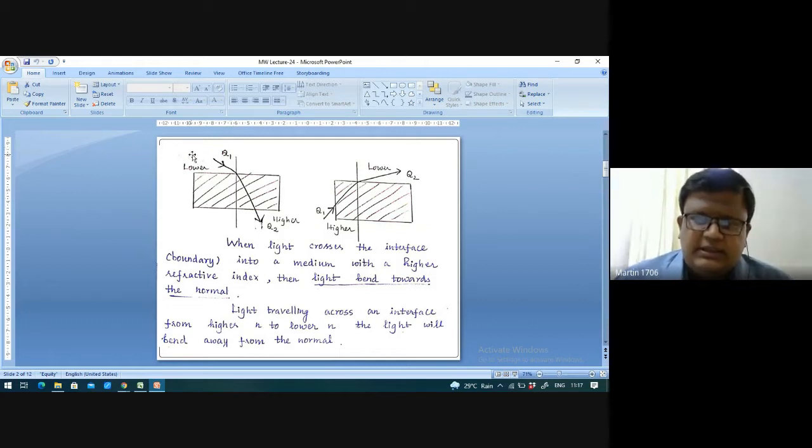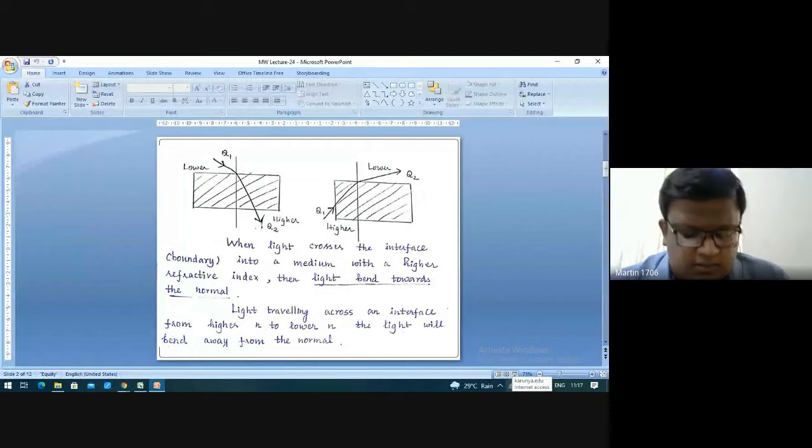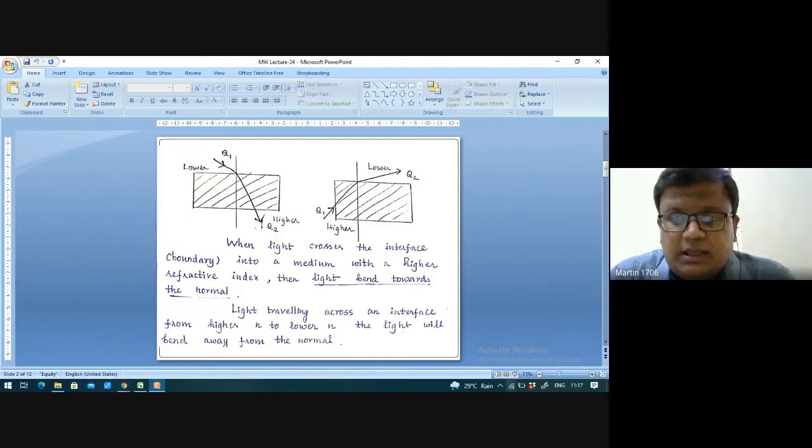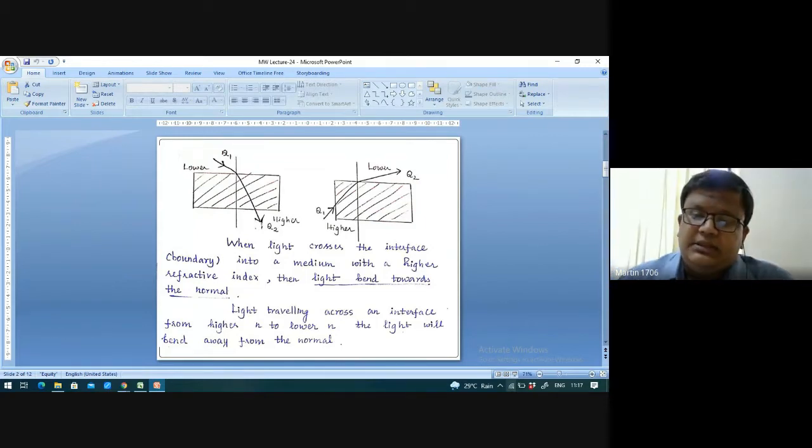When the signal bends from top to bottom or bottom to top, how can this effect be taken? The statement is given like this: when light crosses the interface boundary into a medium with a higher refractive index, the light bends towards the normal. So this is your higher region. Whenever the signal has this bending property, that is called refraction.